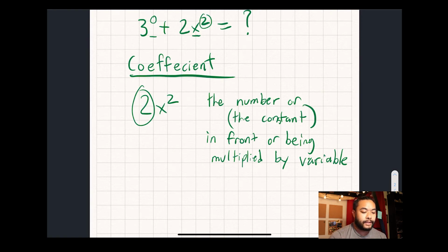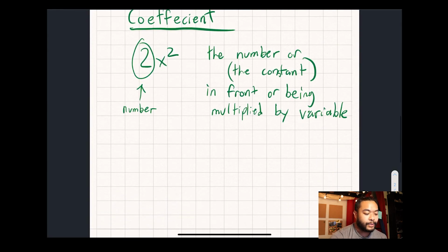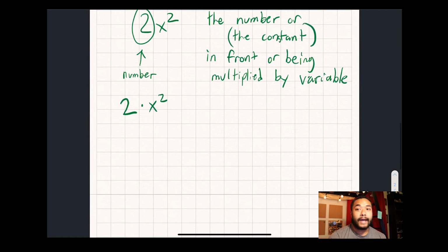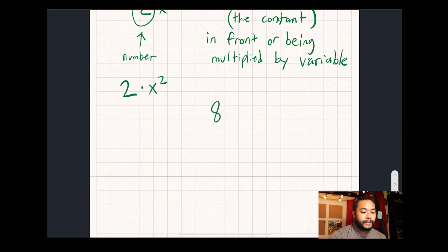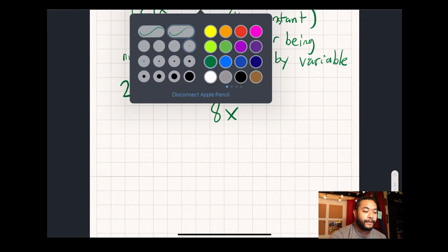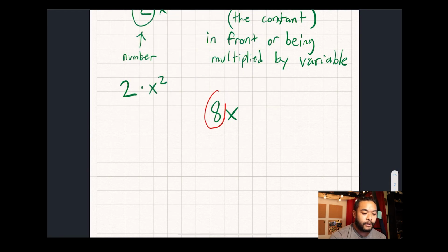That is because 2 is the number. And it's being multiplied by x squared, because anytime we write 2x squared, this is the same thing as saying 2 times x squared. We just don't take the trouble to write the multiplication sign anymore. It's 2x squared, 2 of the x squareds, so 2 times x squared. So let's say I'm looking for the coefficient of 8x. The coefficient is 8.